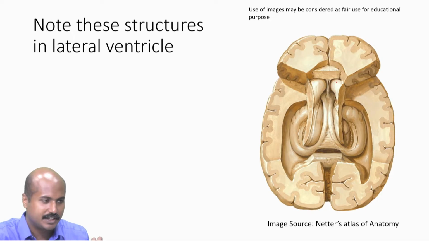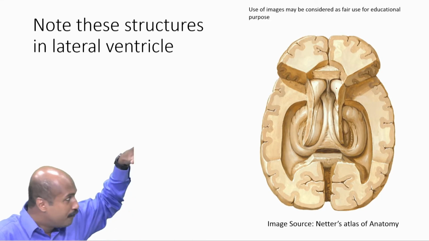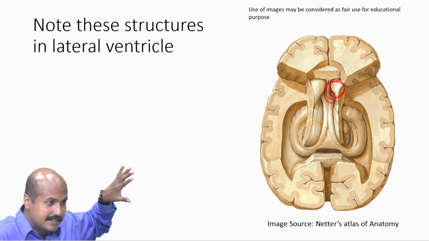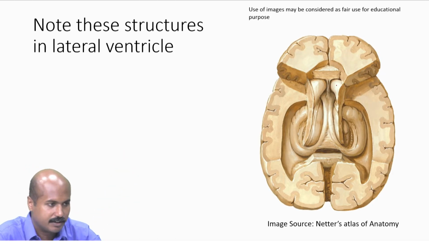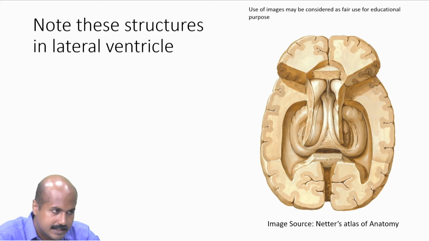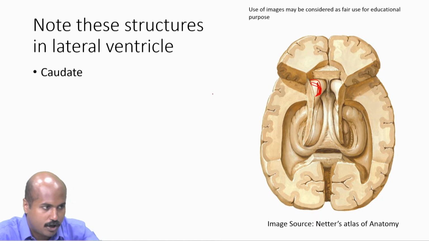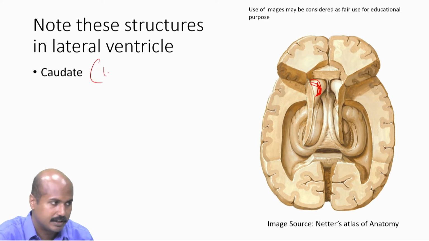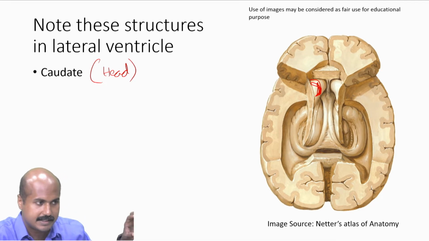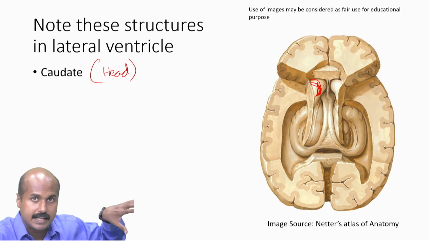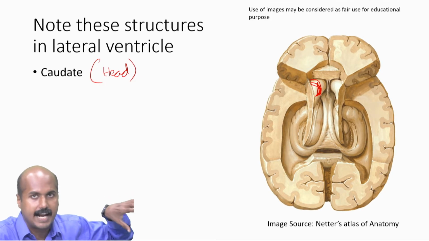So in this dissection you can see that this much part is the floor of the anterior horn of the lateral ventricle. There you can see two bulges. I want you to locate these two bulges. This bulge is the head of the caudate nucleus, very important, caudate nucleus head. I didn't mention that in the PPT, it is the head of the caudate nucleus. That is the big bulge that you see in the anterior horn of the lateral ventricle.